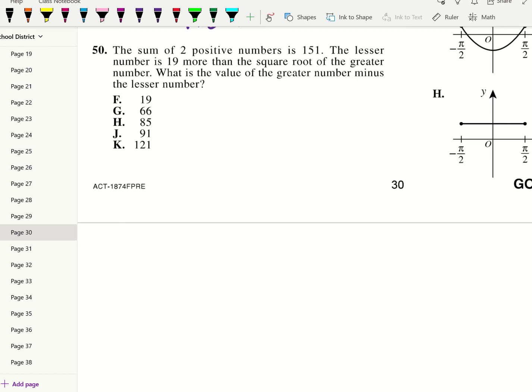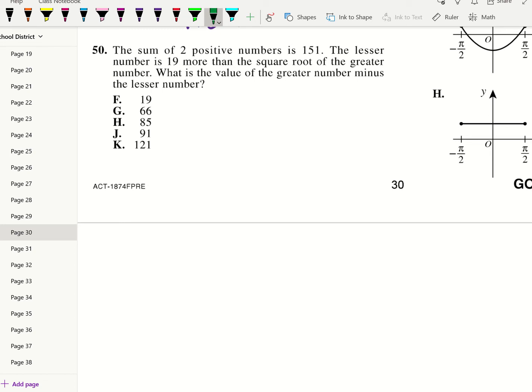When there's only like 2 minutes left, pick your favorite letter or placement, because the letters do change from problem to problem, and just bubble that in the same every single time. All right, number 50, we have these two positive numbers, and they're going to add up to 151.